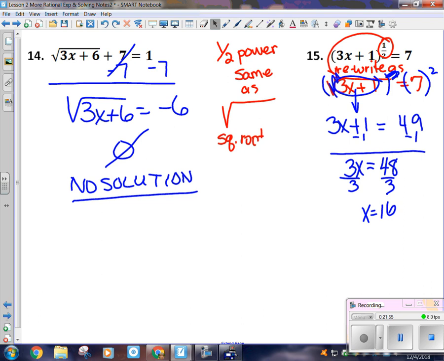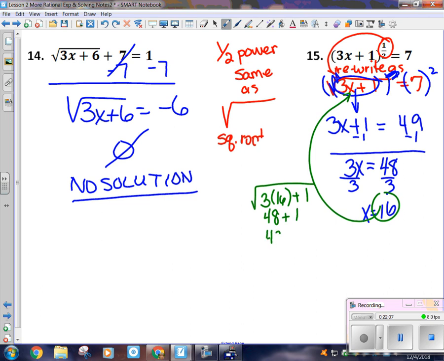If you did put 16 back in here, 3 times 16 plus 1 under the square root. 3 times 16 is 48. 48 plus 1 is 49. That's all under what? Square root, and that would be 7, and that says equal 7. So does that check? Yes. The only time they don't check out usually is when you have that equal a negative. Okay.